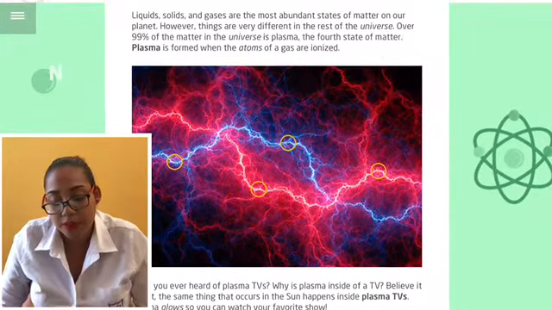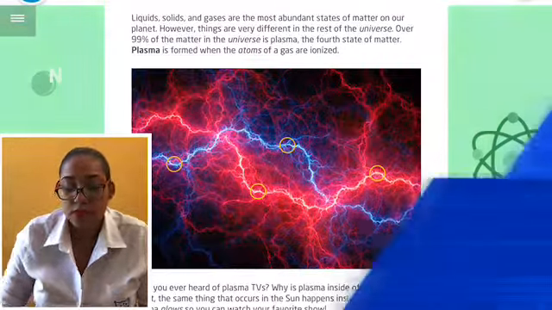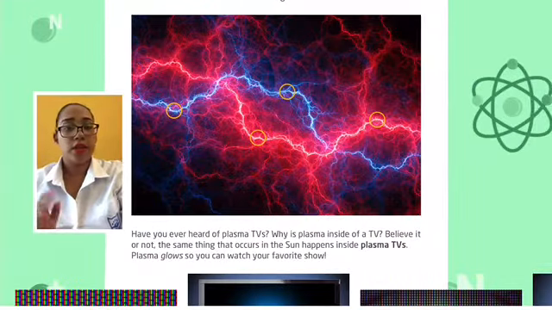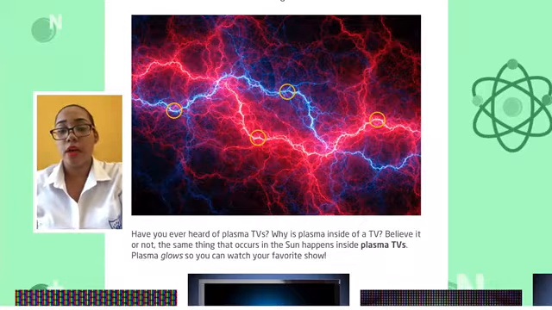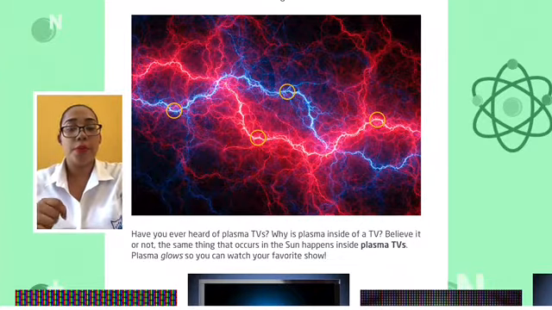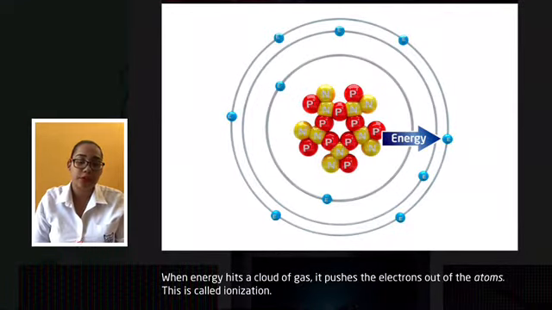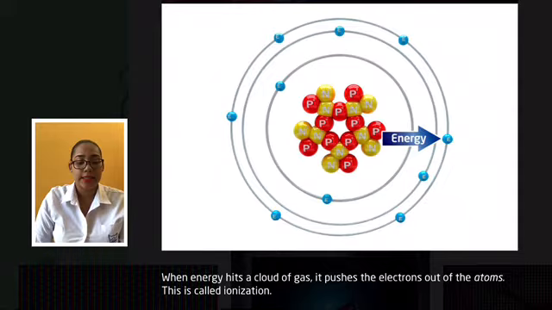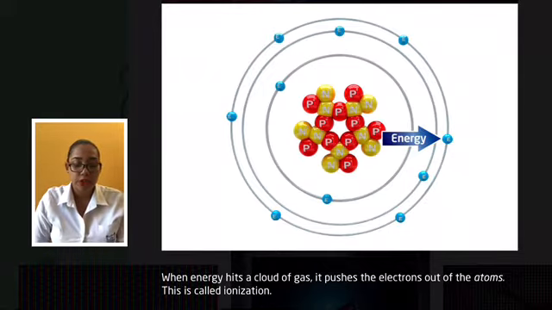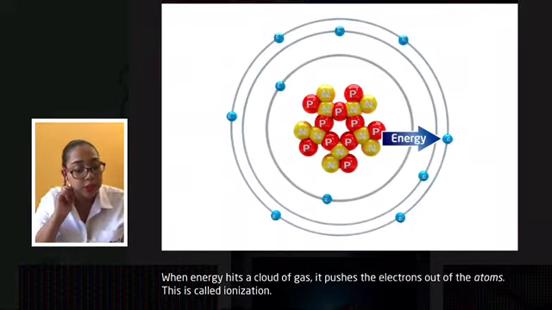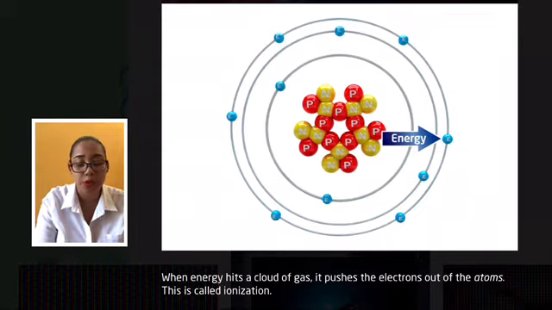So now let's observe this image. Okay, so now let's look at this image and we'll click on the little circles to know more about it. Okay, now the first one says, when energy hits a cloud of gas, it pushes the electrons out of the atoms. This is called ionization, okay? You can see the image, the protons, the neutrons, and around it, you see the atoms and the energy, okay?